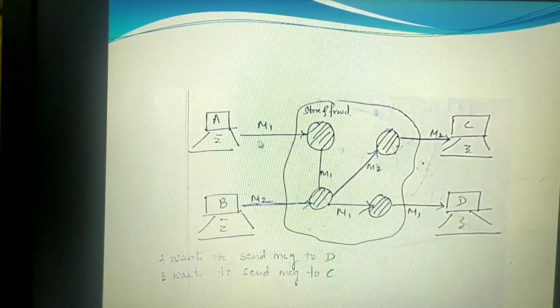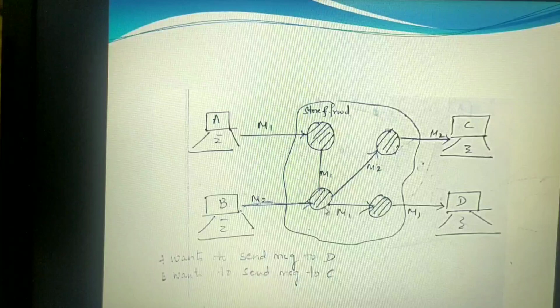Now I'll show you. M1 is the packet name, which consists of the actual message, head, source and destination address. M1 will come to the nearest switching office. It will store it, and depending upon the destination address, it will forward. It may come here, from here it will again store and forward to the next, and again from next to next. It may reach.